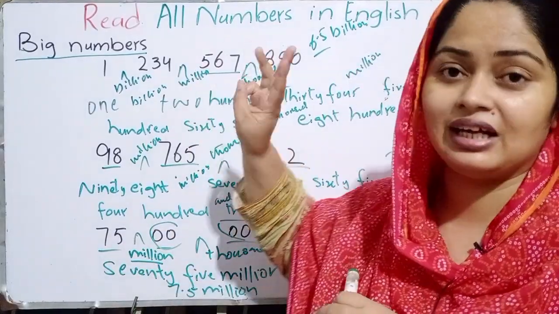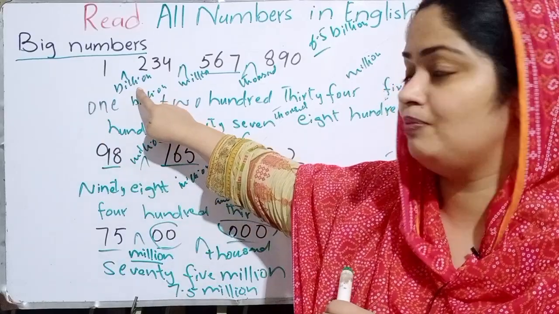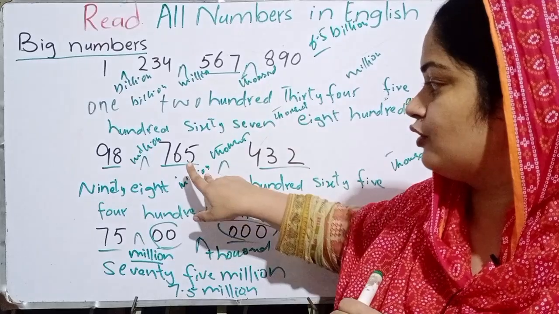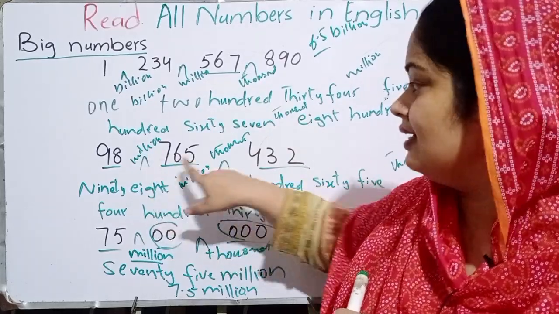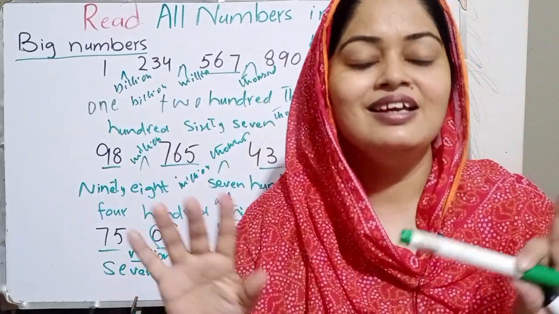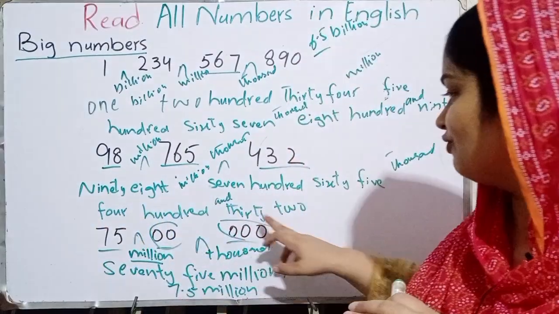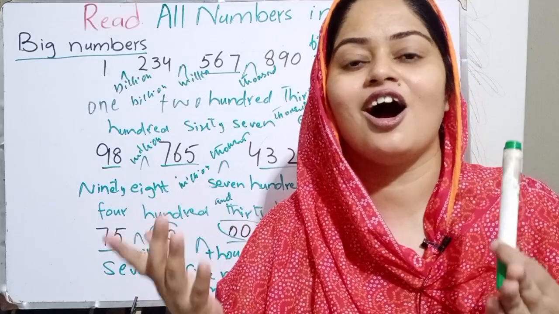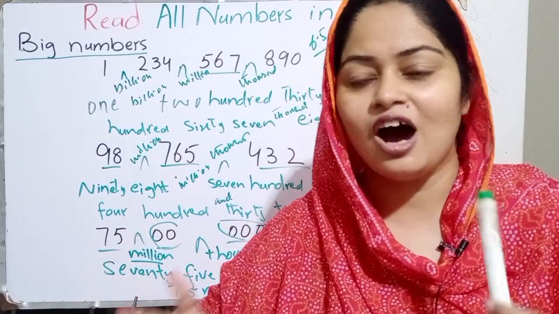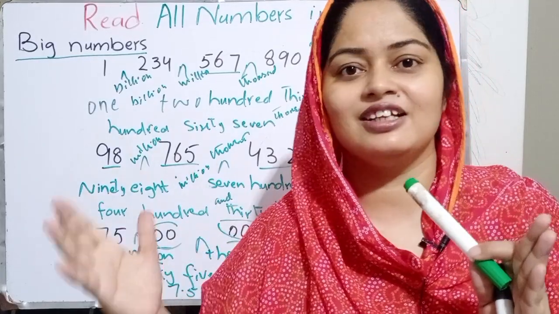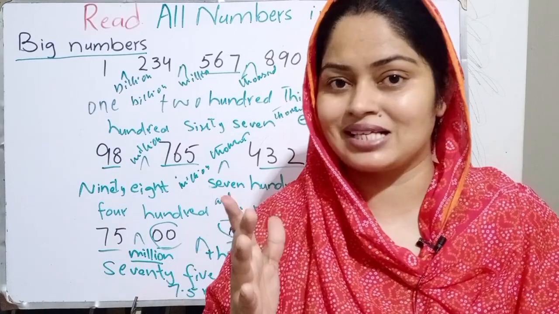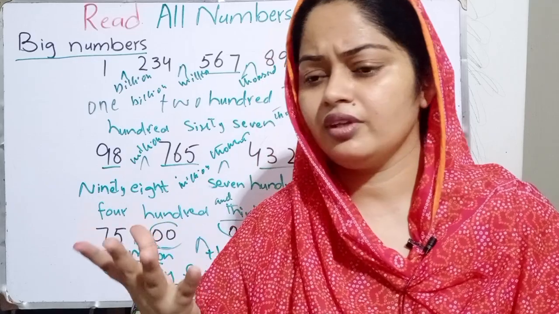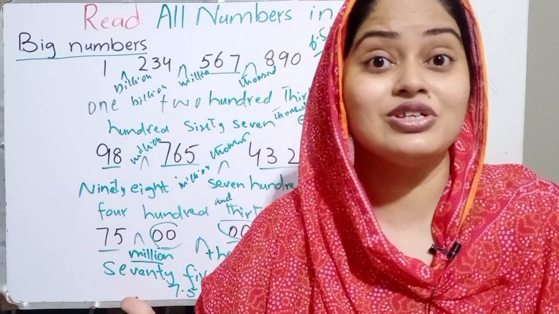Here is the trick. If there are three gaps, one gap is billion, second gap is million, third gap is thousand. If there are two gaps, one gap is million, the second gap is thousand. And after the final 100 we should place 'and'. How easy it is. Now there will be a quiz at the end of the video and you have to score maximum, and let me know in the comment section how much you scored in the quiz.